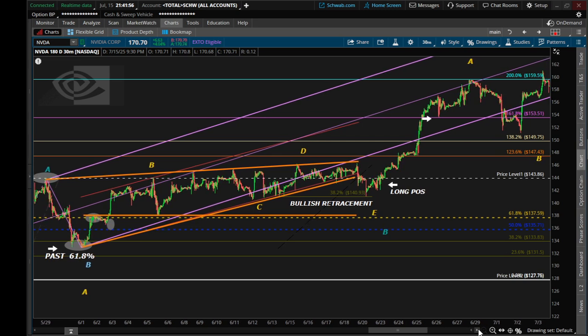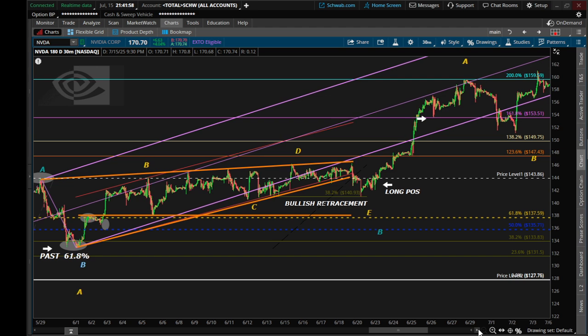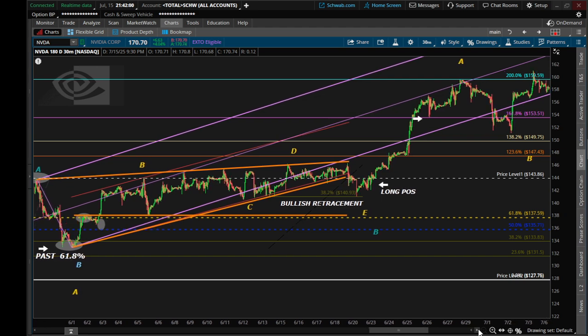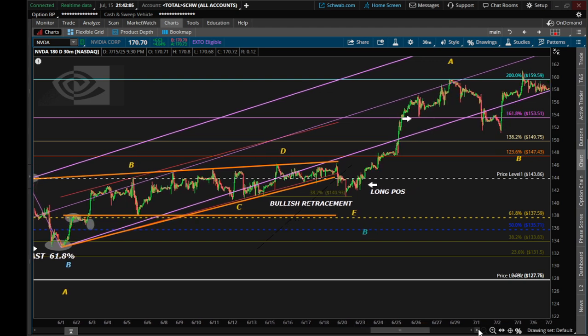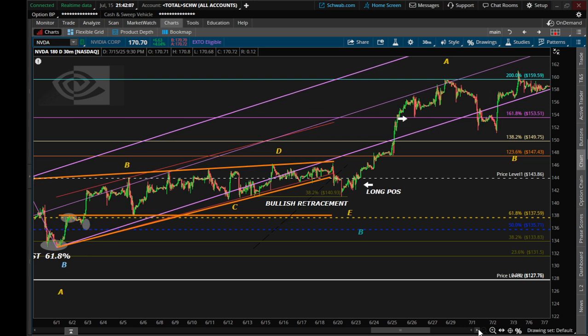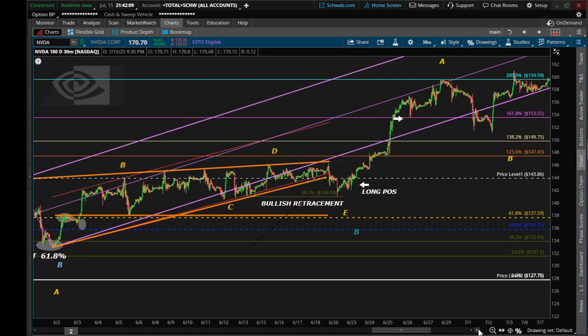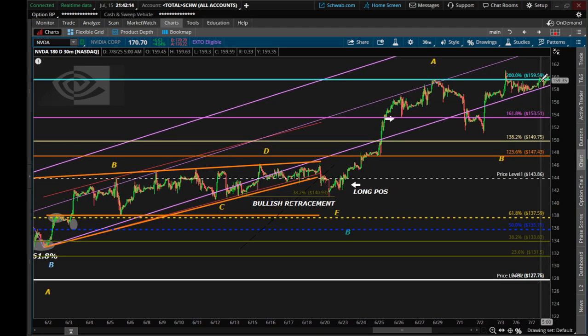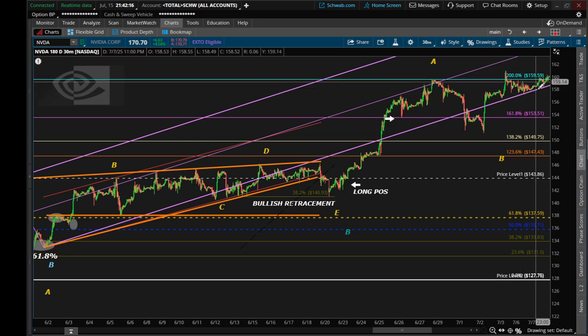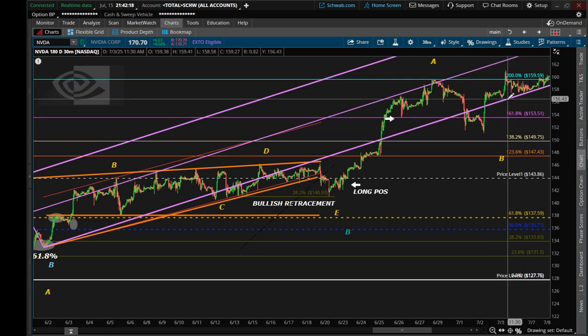There he goes, blast through the 200, or tried. Now we're bouncing up on the Pitchfork. Now that's why I'm really starting to like this Pitchfork crossover with the new wave theory count and Fibonacci sequence. It's really helping with the trend. Okay, so now look at this. We're starting to form a triangle right on the 200 with the lower end of the Pitchfork.